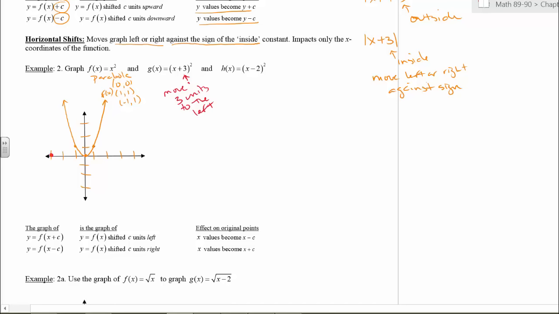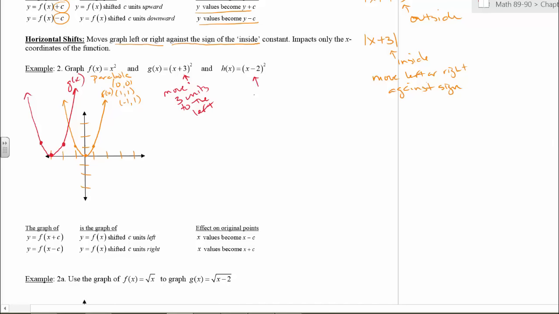So (1, 1) moves over 1, 2, 3. And this is very visual. You can literally count it out. And (-1, 1) moves 1, 2, 3. I'm going to be off my graph a little bit. And so you get the same shape. You're just moved left 3 units.